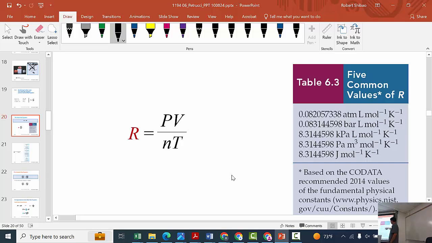If I'm given bar, or if I'm given pascals or kilopascals, I'll just do the conversion. If you take a look at these two, though, pascal cubic meter per mole Kelvin, this is in SI units here. And so this is SI units, this is joules. Joules is derived from it.